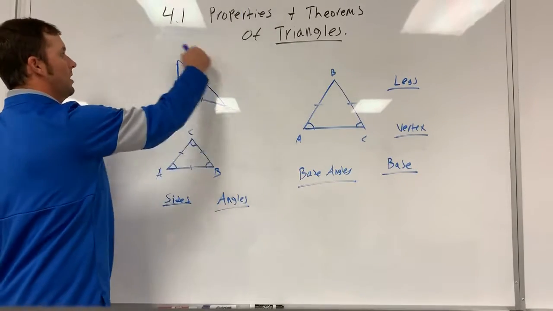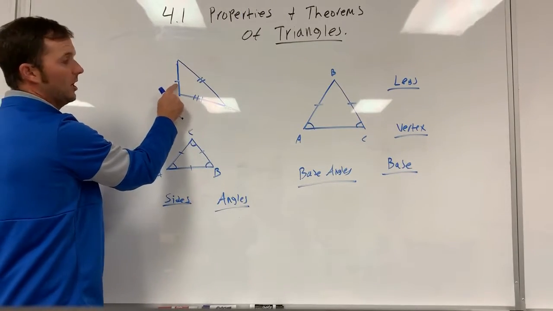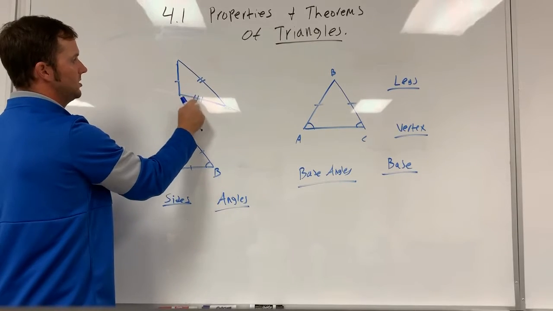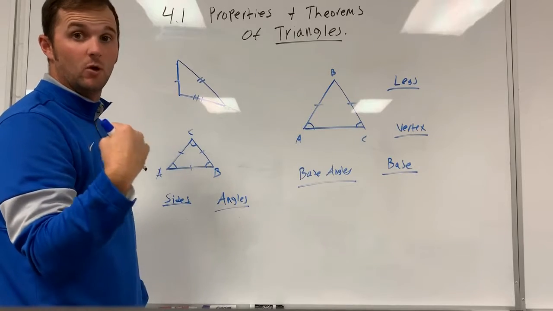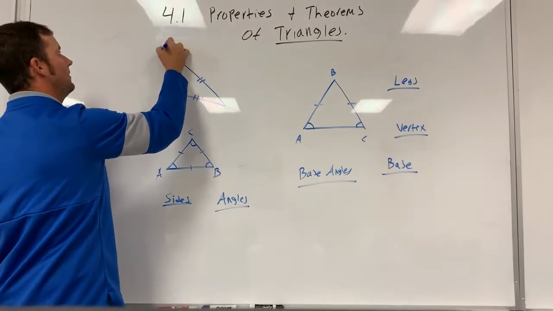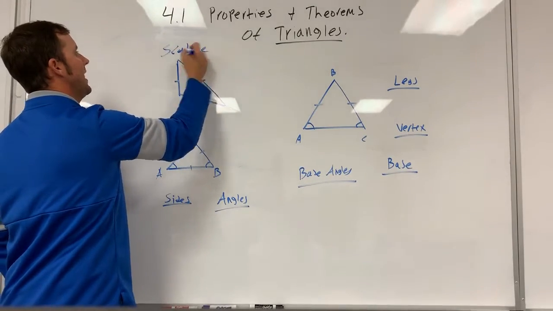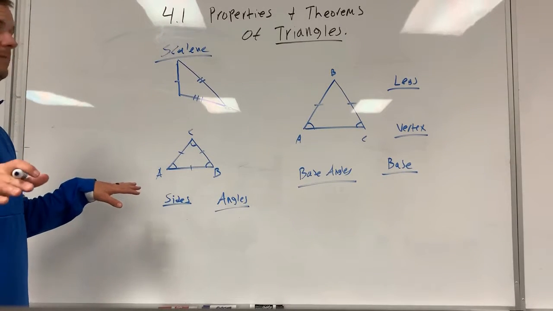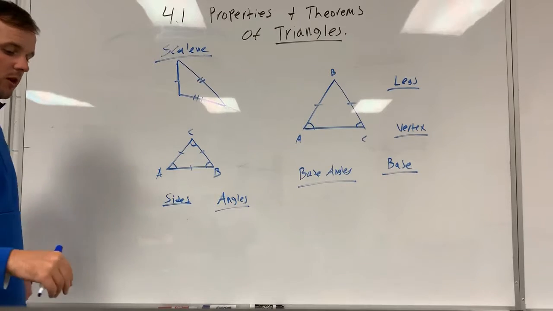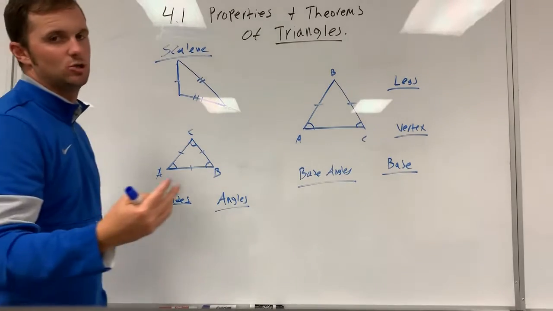So if you look here, on this triangle we have one notch here, two notches here, and three notches here, which shows me that all three of those sides are not congruent. So that means this right here, ladies and gentlemen, is going to be a scalene triangle because none of the sides are congruent, okay? The next one we're going to look at is an isosceles triangle.